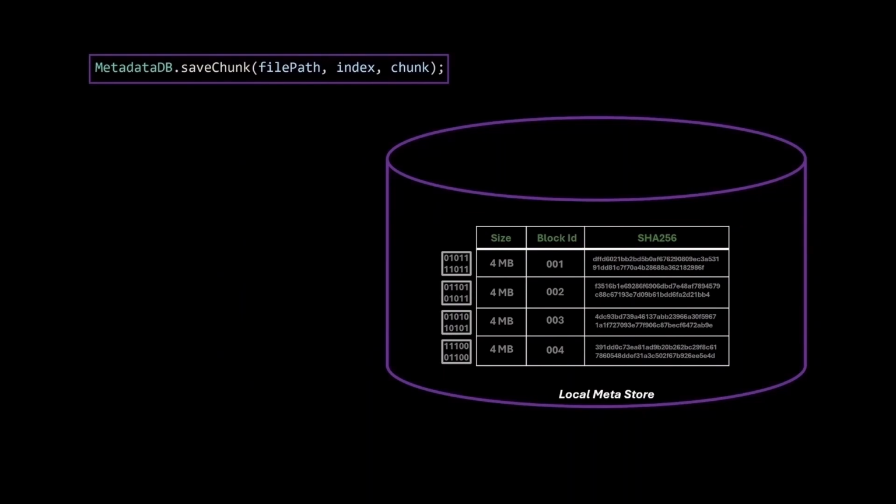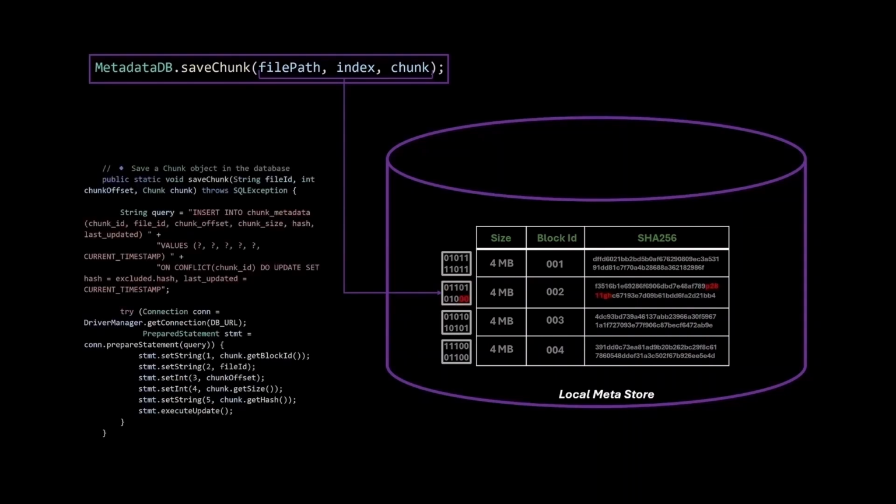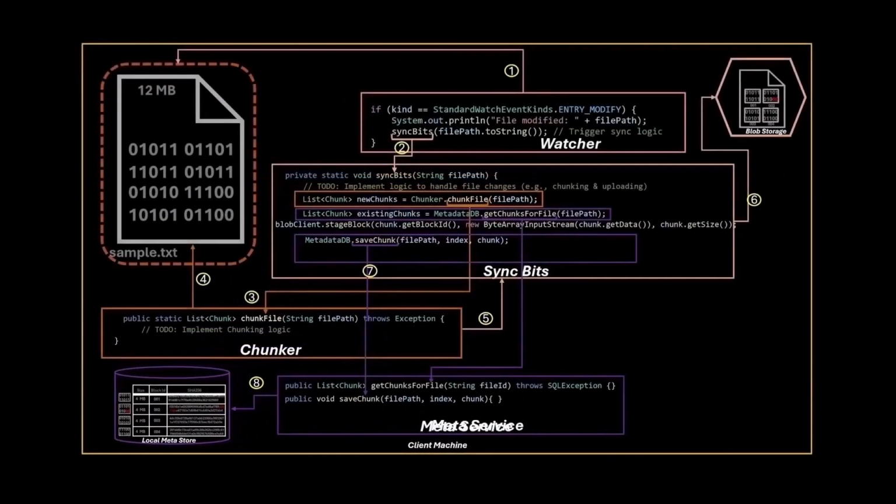So we are calling the save chunk method of the metadata service, and the metadata service is actually updating that particular chunk where the change has been detected. And this is the simple code to update the local metadata store. So this code is written just for reference only, and we have to make changes as per our requirement. So please take a reference from this code. That's it. So this is the eighth step.